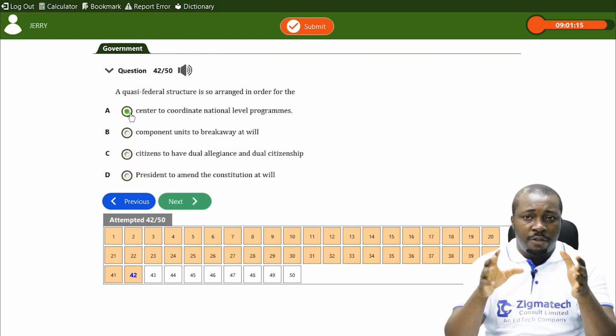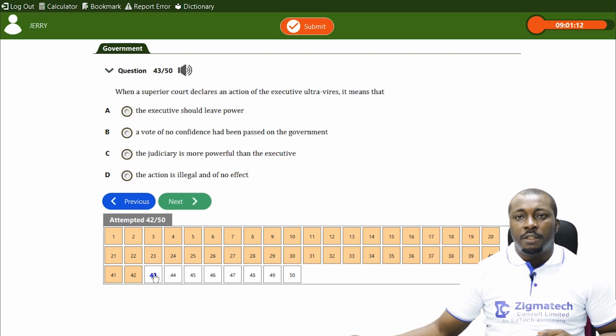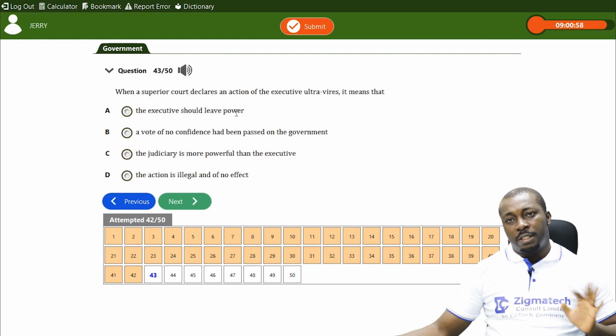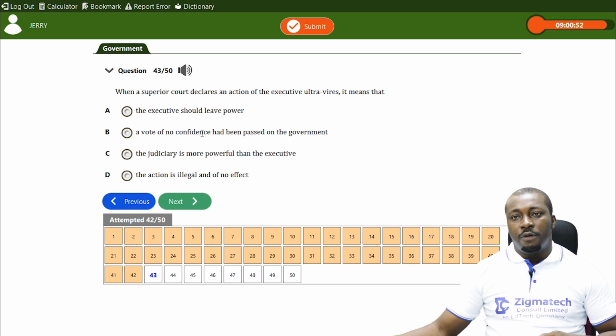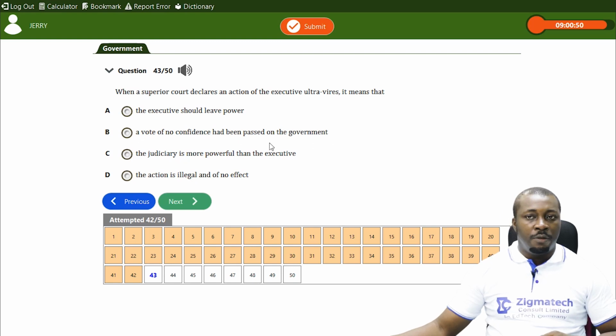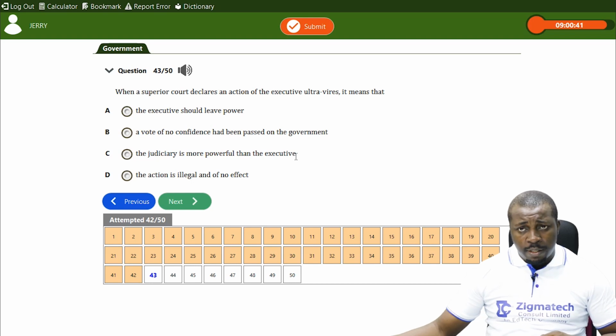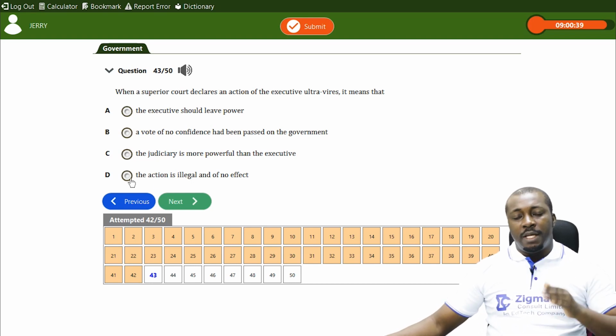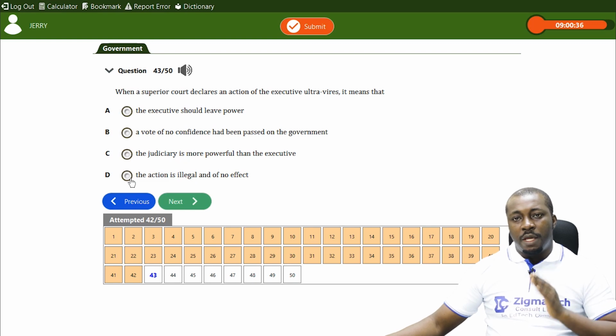Now, this question next, when a superior court declares an action of the executive ultra vires, say Latin word ultra vires, it means that, of course, A, the executive should leave power. No. Whenever the court declares action ultra vires, it does not mean you should vacate power. B, a vote of no confidence has been passed on government. No, it's not what ultra vires means. C, the judiciary is more powerful than the executive. It's not what it means. Rather, D, the action is illegal of no effect.